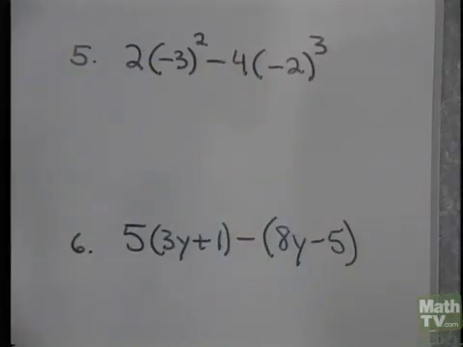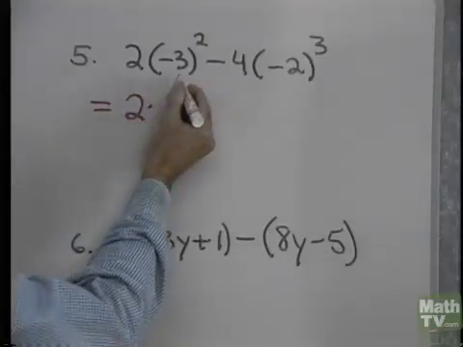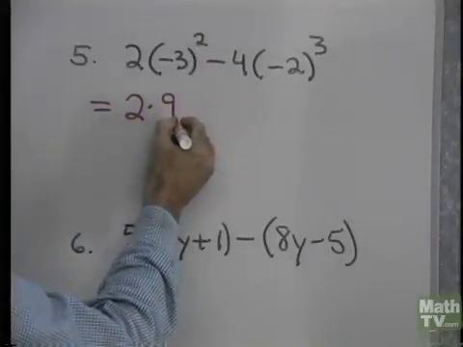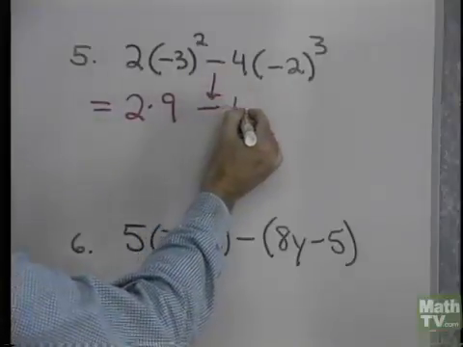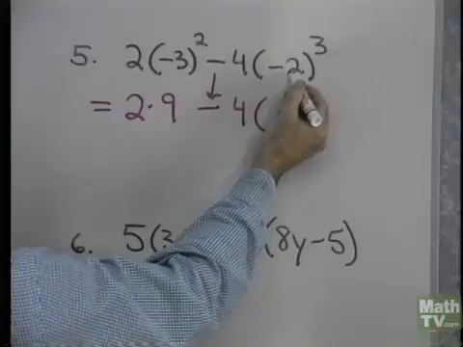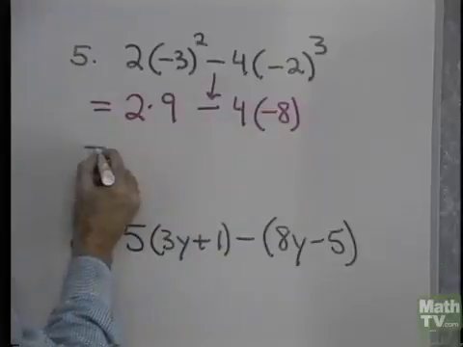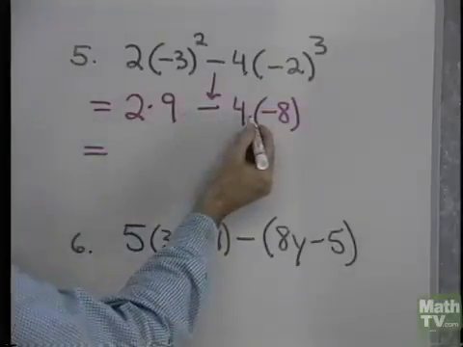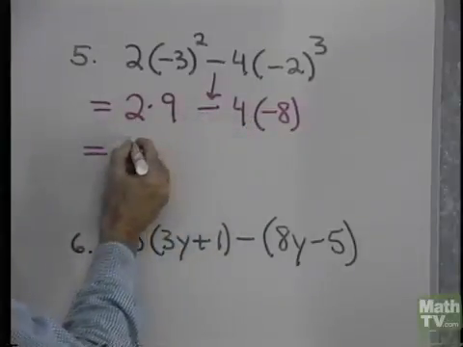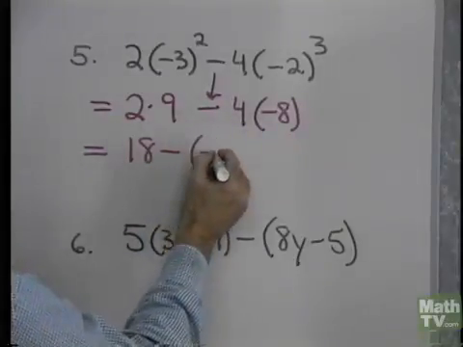Here's another problem. Here I have some exponents. The rule for order of operation tells me I want to simplify the exponents first. I'll do that. 2 times negative 3 squared will be positive 9. Subtract 4 times negative 2 to the third power will be negative 2 times negative 2 times negative 2, which will be negative 8. Now I have multiplication here and here. I'll multiply before I subtract. 2 times 9 is 18. Subtract 4 times negative 8, negative 32.